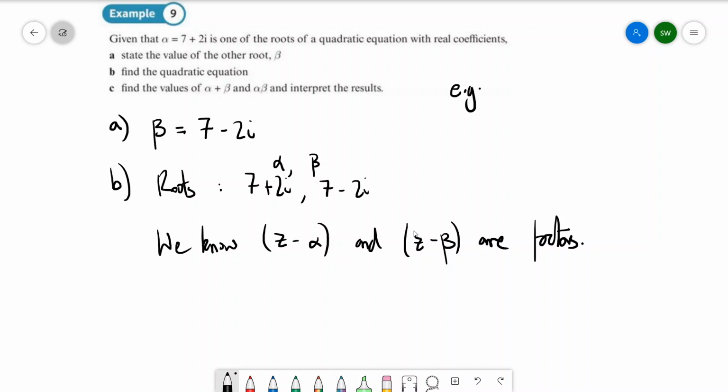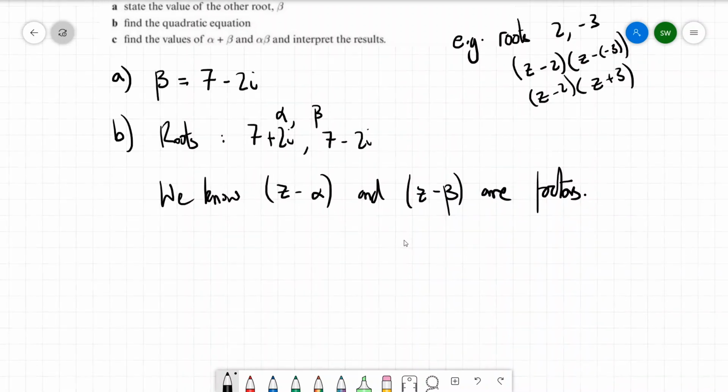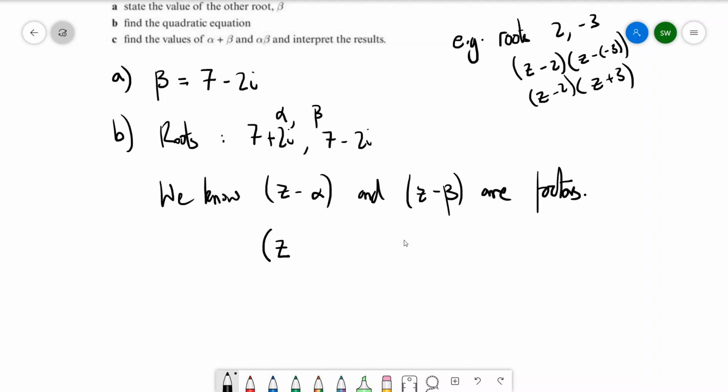Just as an example, if you knew that a quadratic had roots 2 and minus 3, then you could write the quadratic as z minus 2 and z minus minus 3. But we just normally write that as z minus 2 and z plus 3. So you know that if you've got roots alpha and beta, then these two have to be factors. We know therefore that the quadratic equation must have been z minus alpha and z minus beta equals 0.